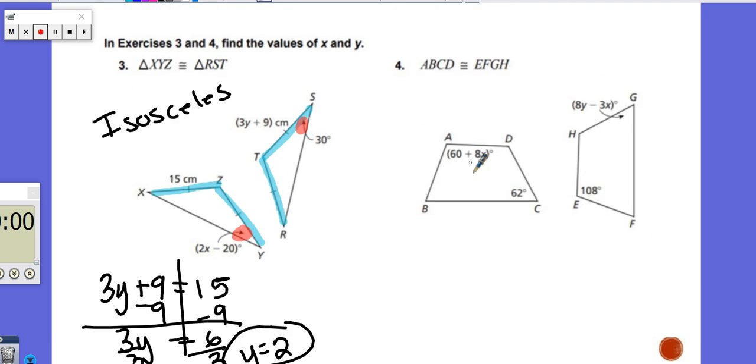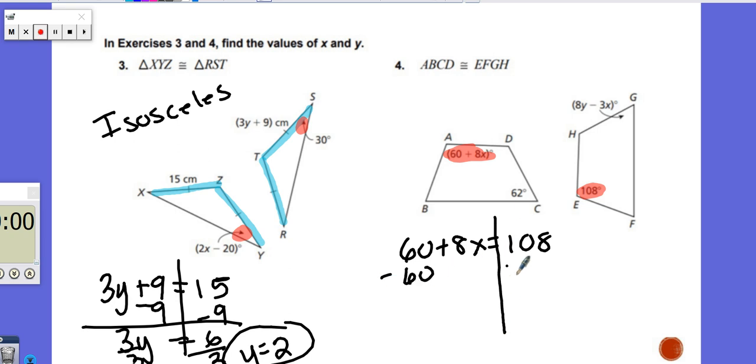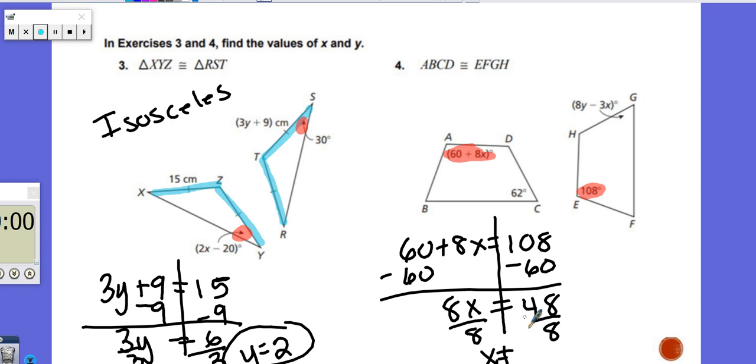We're done with that. It says that these 2 polygons are congruent. Then A should match E. All right, so I'm going to say A matches E. So I should be able to set up an equation. 60 plus 8x equals 108. Draw my line down the middle. Minus 60, 8x equals 48. Divide by 8, divide by 8, x equals 6. So x equals 6 here. So we solved for x, we're good to go.